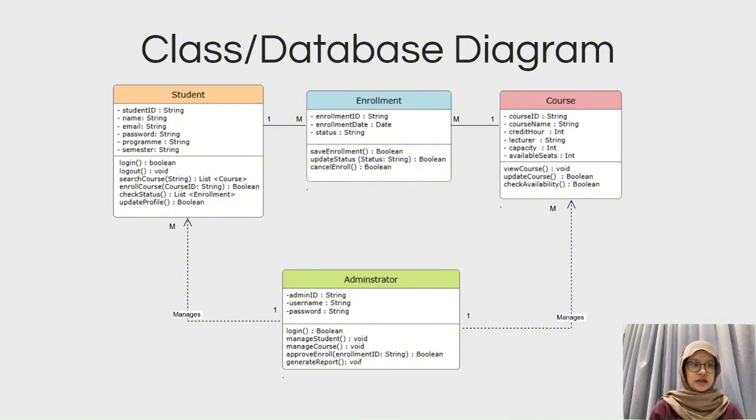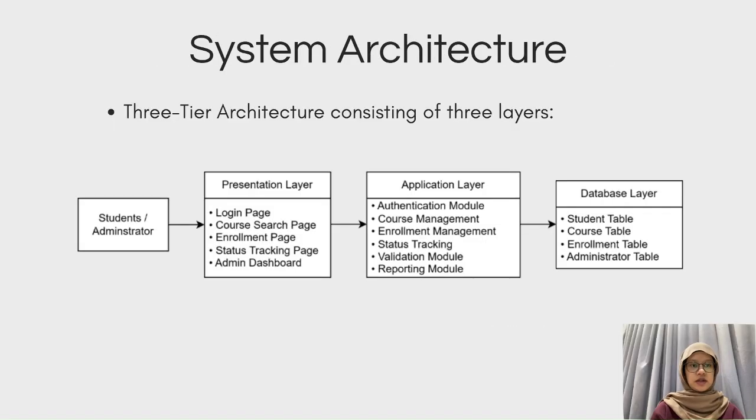The course class contains course-related information such as course ID, course name, credit hours, lecturer, and capacity. It also provides methods to add, update, delete, and view courses. The enrollment class manages enrollment records, including enrollment ID, student ID, course ID, enrollment date, and status. And finally, the administrator class contains administrator information and methods for managing students, managing courses, and generating reports.